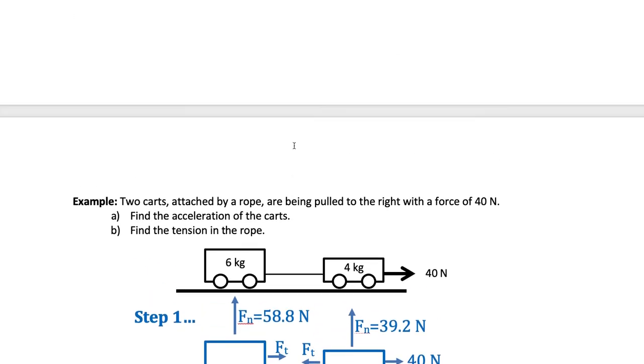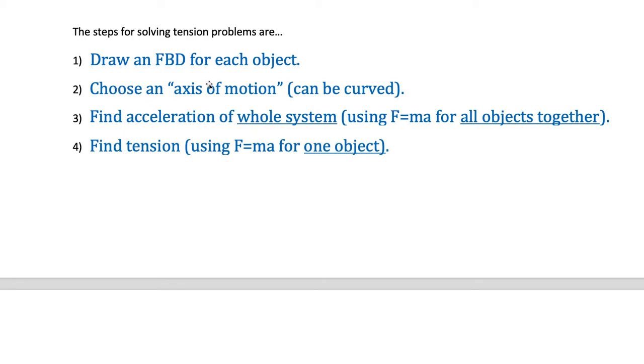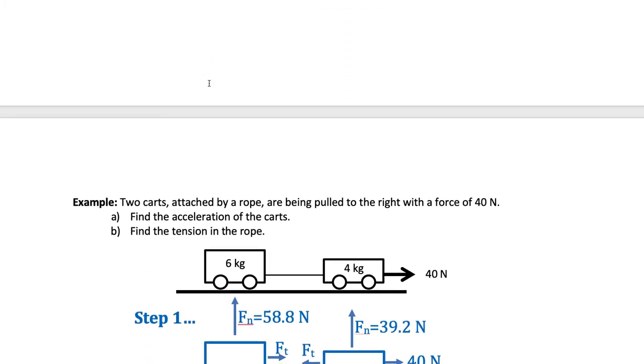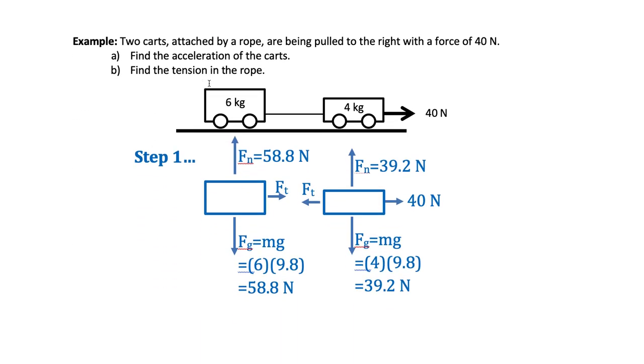Step 2 said to choose an axis of motion and note that it could be curved. Now, axis of motion is really just a couple of arrows that show you which directions your objects will be moving in and which way you're calling positive and which way you're calling negative. In this problem, it's pretty straightforward. These objects are going to be moving in a sort of left-right direction, probably to the right. And pretty standard would be to say right is positive and left is negative. So let's do that. That's my step 2. Here's my axis of motion, this line, and I'm calling right positive and left negative.